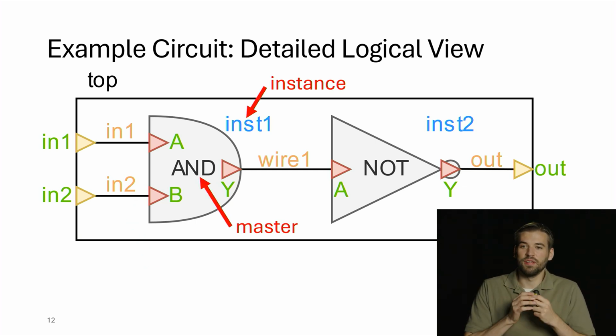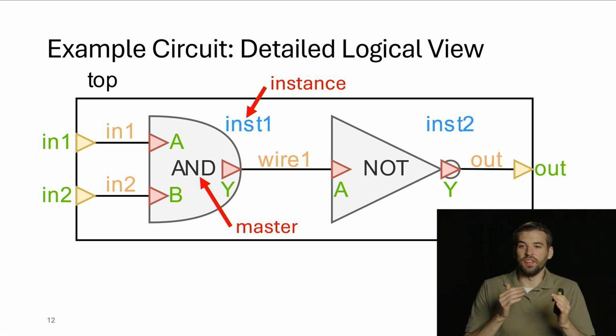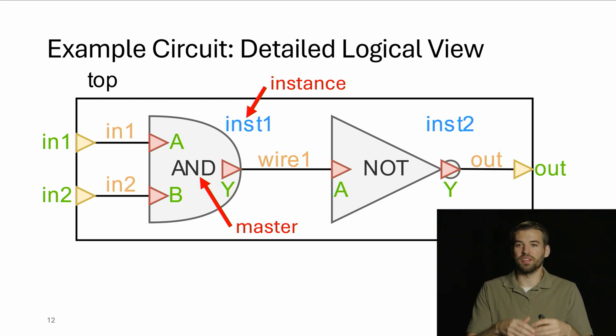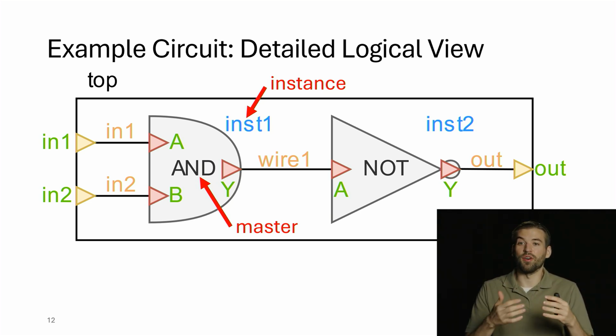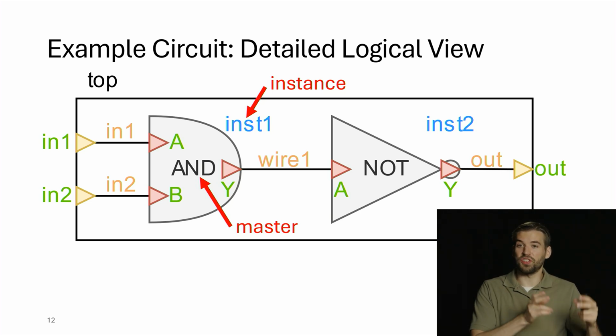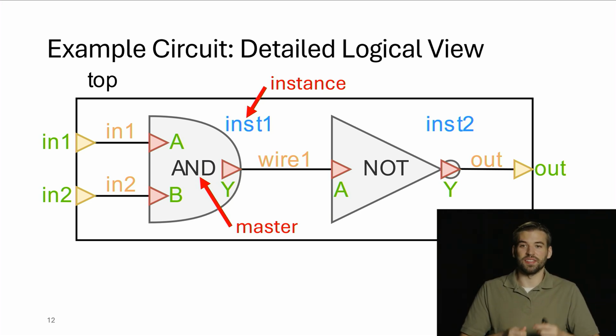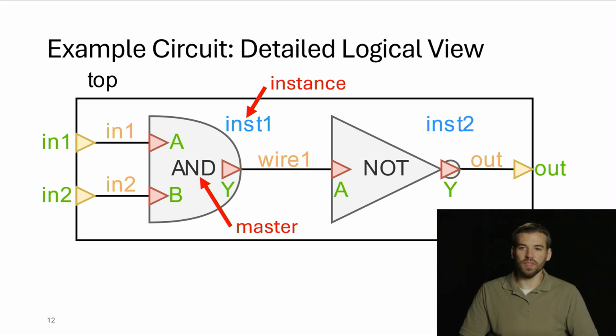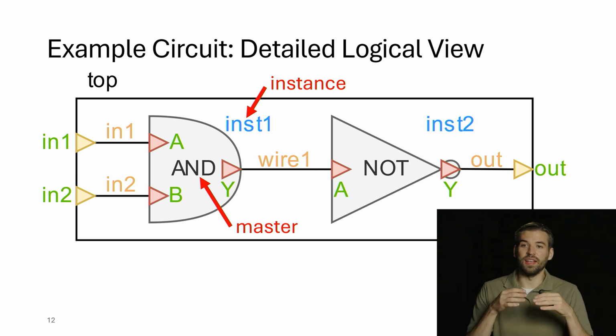Next, we have masters and instances. These are very similar concepts to modules and instances in Verilog. So the master is basically the master copy of the cell. It's sort of the blueprint for the one version of it, just like how a module is. And then every time you instantiate that module, it becomes an instance, and that's exactly the same case as it is in the physical side as well. So here we have our master, which is called and, and then we have the instance of it, which is called inst1.